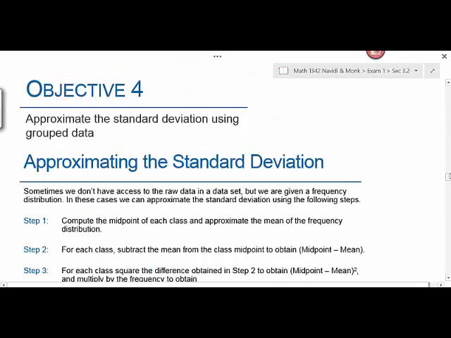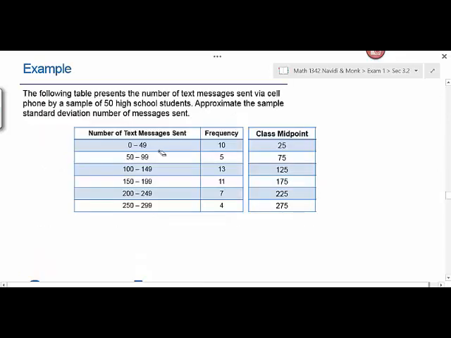Objective 4 is to approximate the standard deviation using grouped data. This is very similar to what we did with the grouped data when we did the weighted average. Remember when we did the weighted average with group data? It was the last example in 3.1. We put our frequency in list 2, we put our class midpoint in list 1, and then we did the one variable stat where our data was in list 1 and the frequency list was in list 2.